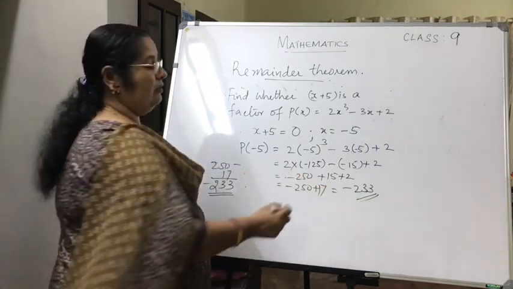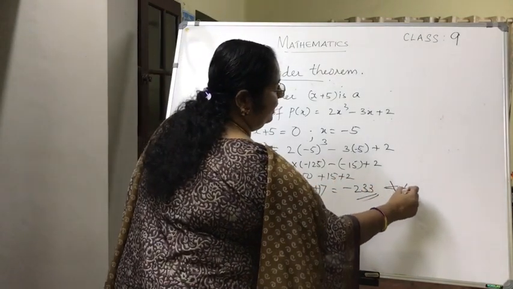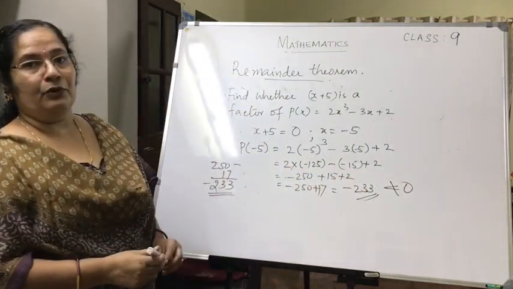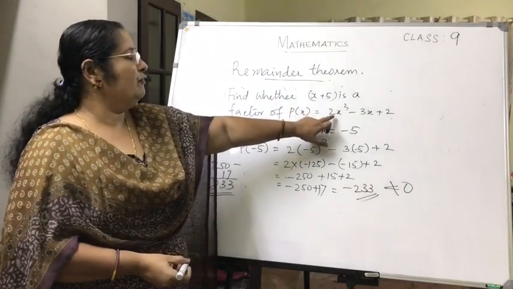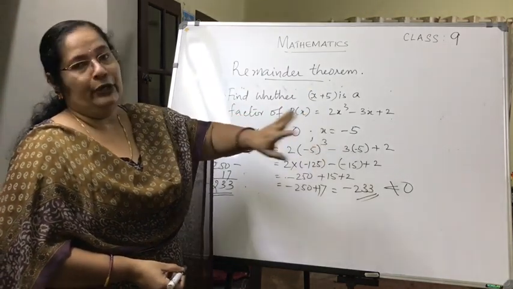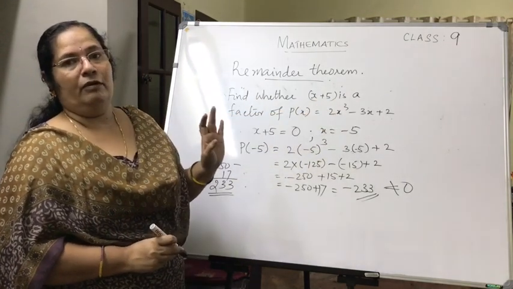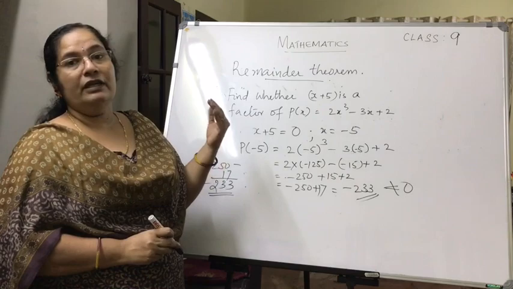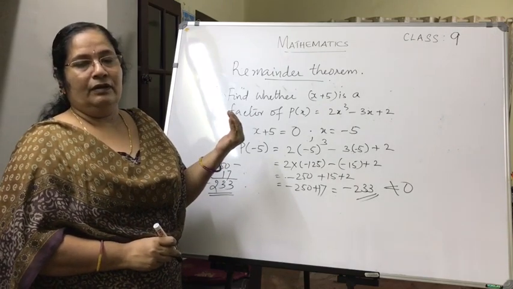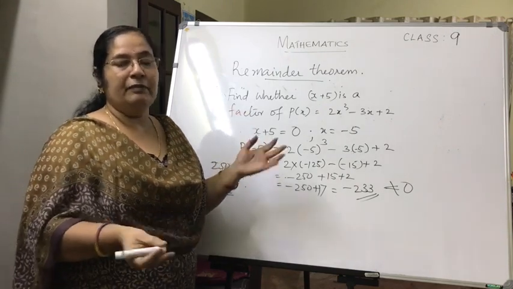Is the remainder equal to 0? No, the remainder is not equal to 0. So is x plus 5 a factor of 2x cube minus 3x plus 2? No. X plus 5 is not a factor of the given polynomial. This is one application of the remainder theorem. Now, two more applications are there. We'll be doing that also.